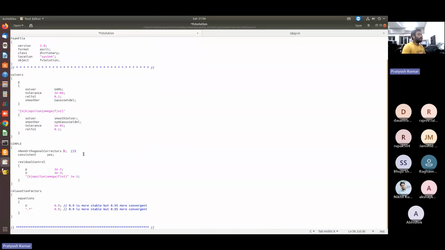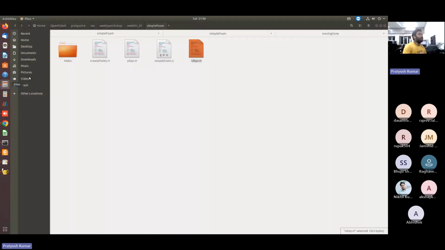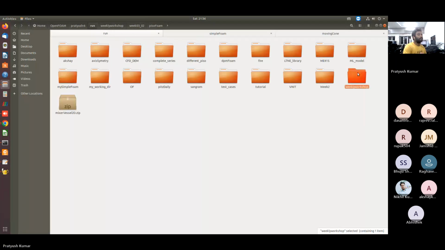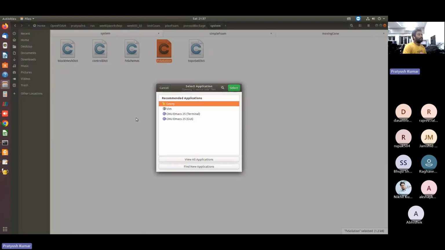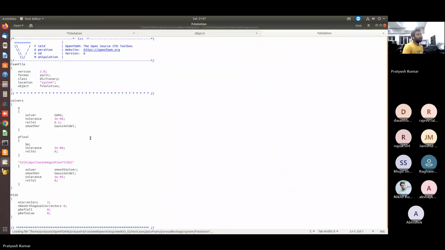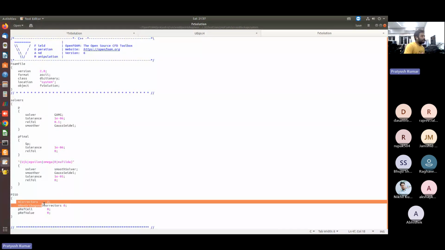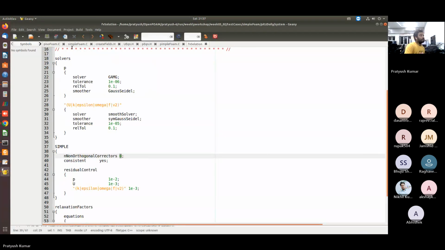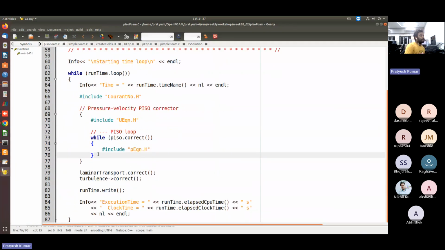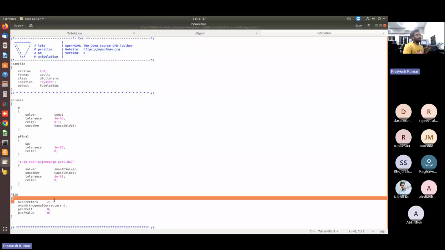Okay, so this non-orthogonal is something related to the mesh issue. But if you open the file for the PISO foam, you can see here there is another term specified as nCorrectors equal to 2. That is where this PISO corrector is being asked for. So it is going to solve the pressure-velocity coupling two times. That is what this means here.